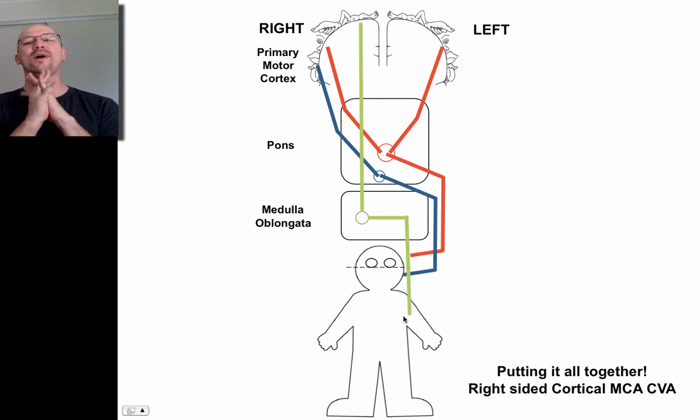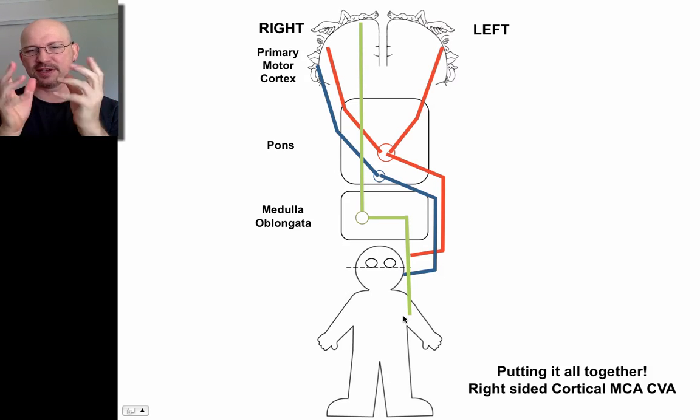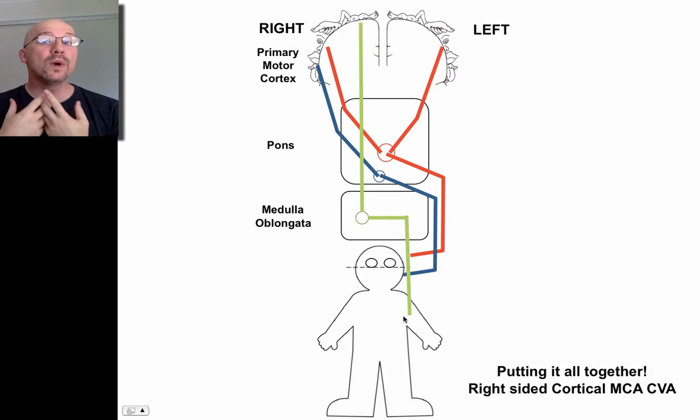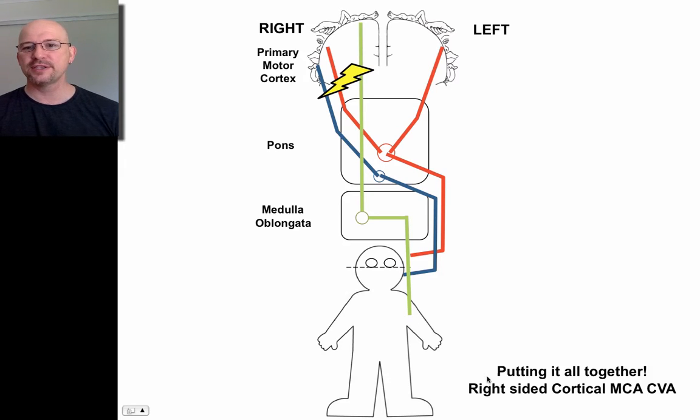So now, I'll do my best evil scientist impersonation, because I'm going to start damaging this theoretical person and start giving them lesions, and we'll take a look at how those lesions manifest. So my first one is going to be a right-sided cortical middle cerebral artery cerebrovascular accident, which is going to wipe out all of this part of the brain. So let's take a look at this from top to bottom, what's going to happen.